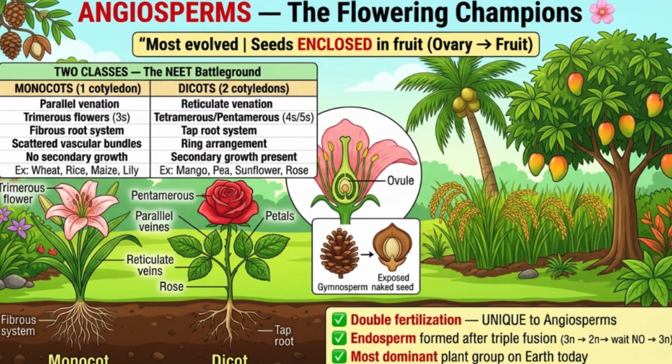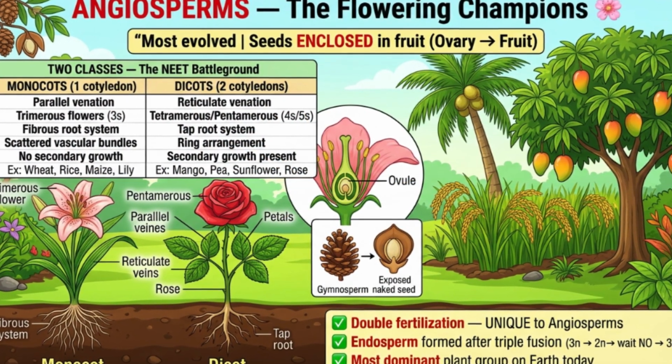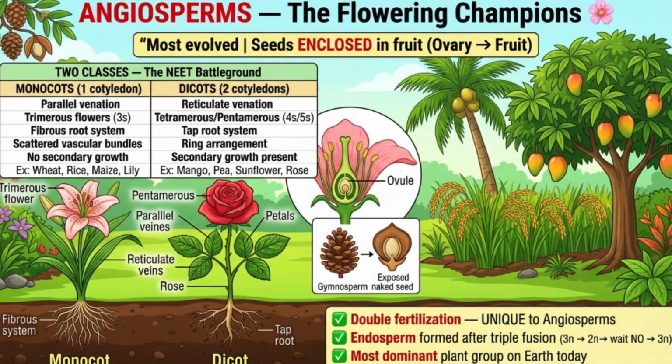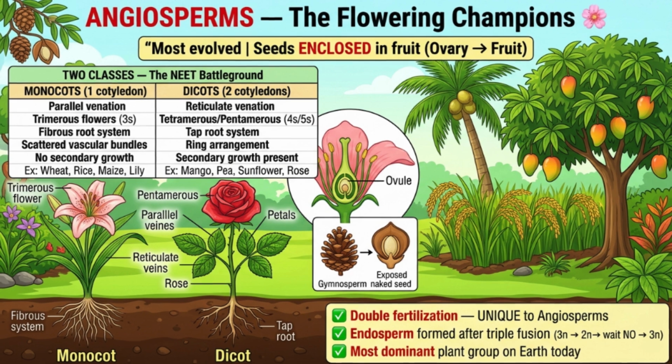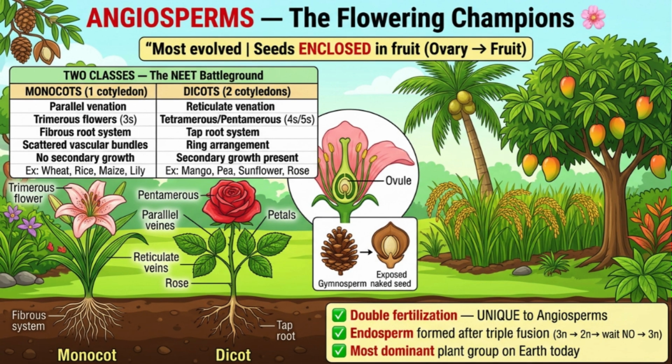And finally, angiosperms, the kings and queens of the plant world, the most evolved, the most diverse, over 300,000 species. Their defining feature? The seed is enclosed inside a fruit, which forms from the ovary wall. This is what separates them from gymnosperms. Now the big split, monocots versus dicots. If you mix up their features in NEET, you lose easy marks.